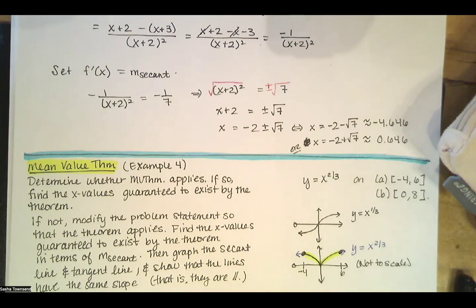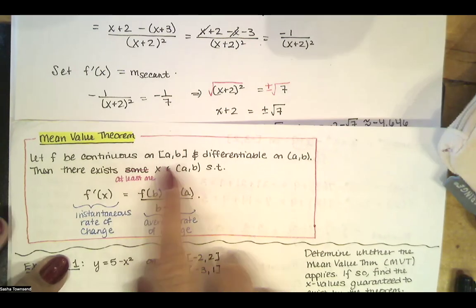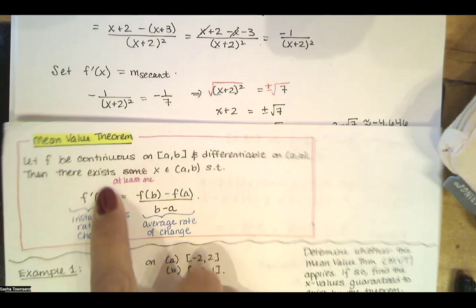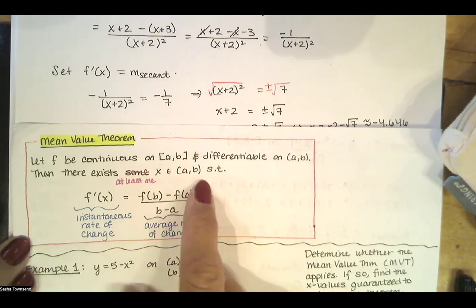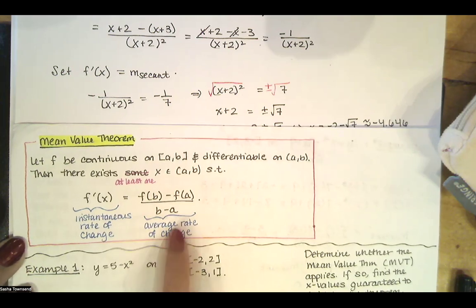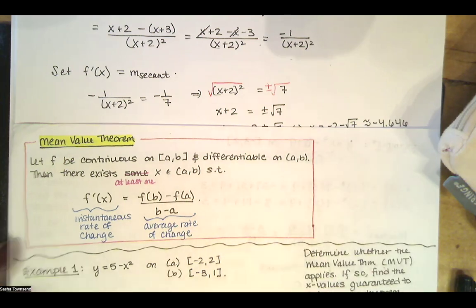Now, remember what the mean value theorem says. It says this: if the function is continuous on a closed interval from a to b and differentiable on the open interval from a to b, then there exists at least one x value in the open interval from a to b, such that the instantaneous rate of change, that's the derivative at that particular x value, is equal to the average rate of change. So it's just the slope of the secant line that goes through the two endpoints of the function.